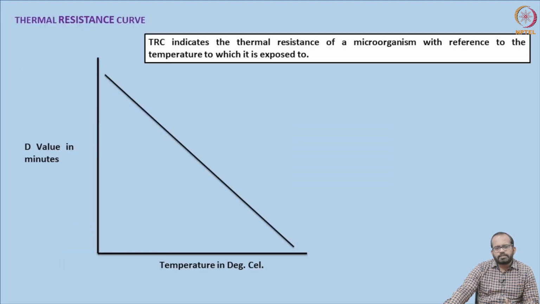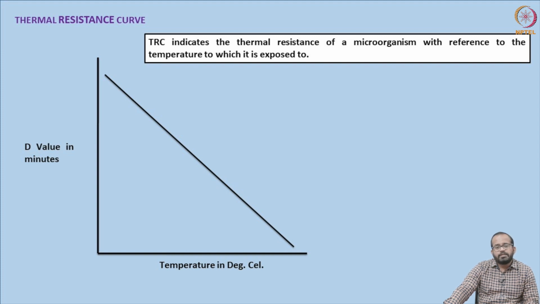Another curve, or another thermal phenomenon that we can derive through a particular graph, is known as the thermal resistance curve. In the thermal resistance curve, on one axis we give D value in minutes and on the other axis temperature in degrees Celsius. The thermal resistance curve indicates the thermal resistance of a microorganism with reference to the temperature to which it is exposed. It is basically similar to D value, but D value deals with 1 log reduction, the time in minutes required for 1 log reduction in the number of microorganisms. But the thermal resistance curve deals with 1 log reduction in the D value and the temperature change.